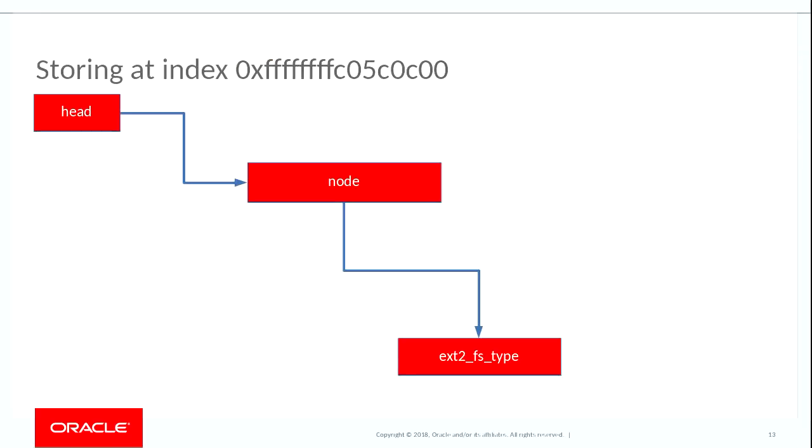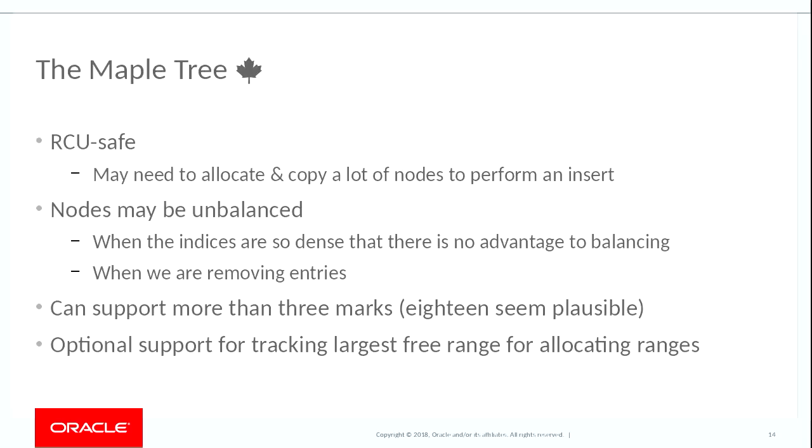And the nice thing, with the pathological example I showed you earlier, storing ext2fs type at its own address, well, that just fits in one node because you say, okay, well, all of the indices up to here, so all of the entries up to this index, are 0. This one is a pointer to ext2fs type, and everything after it is also null. And so all that information fits into a single node. That's pretty good.